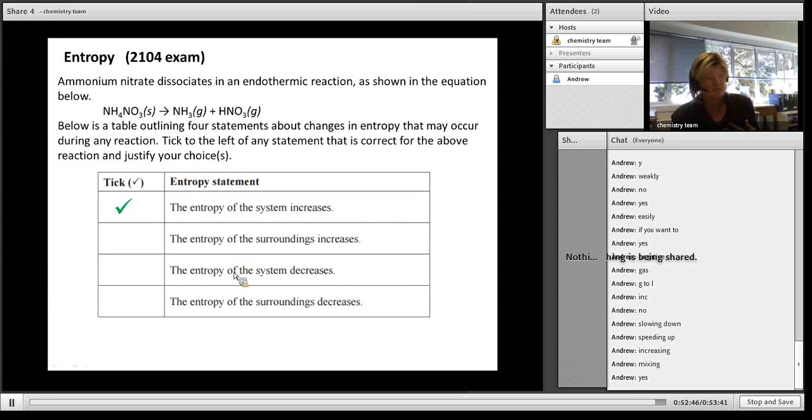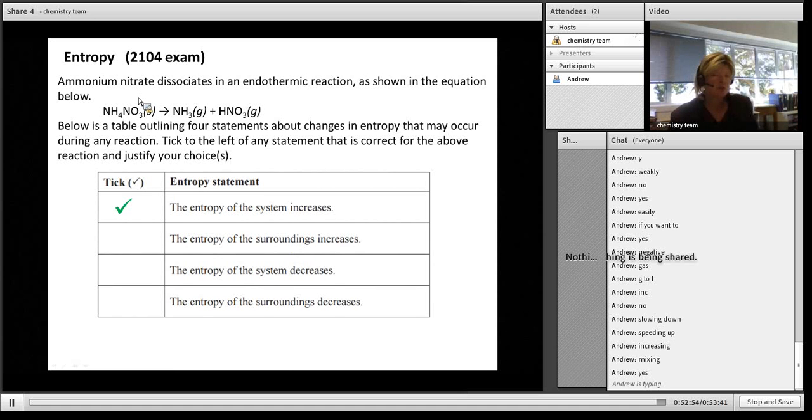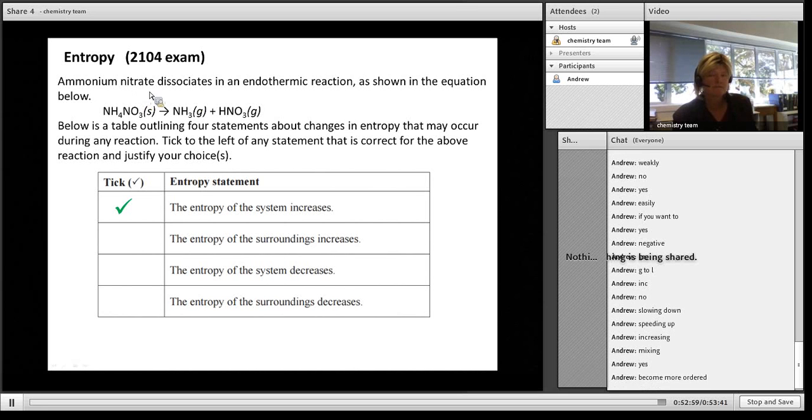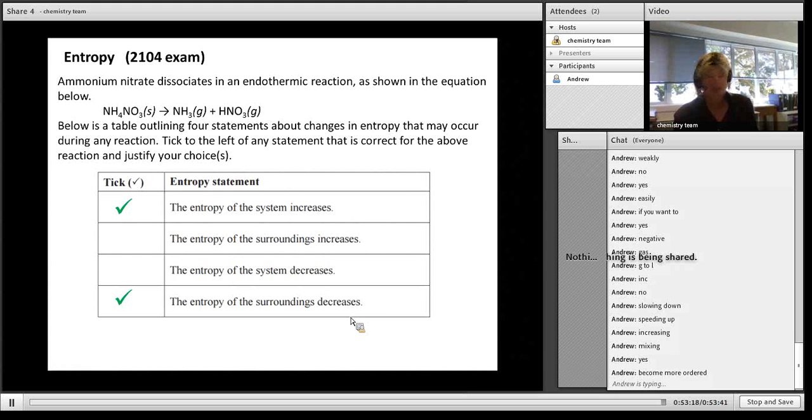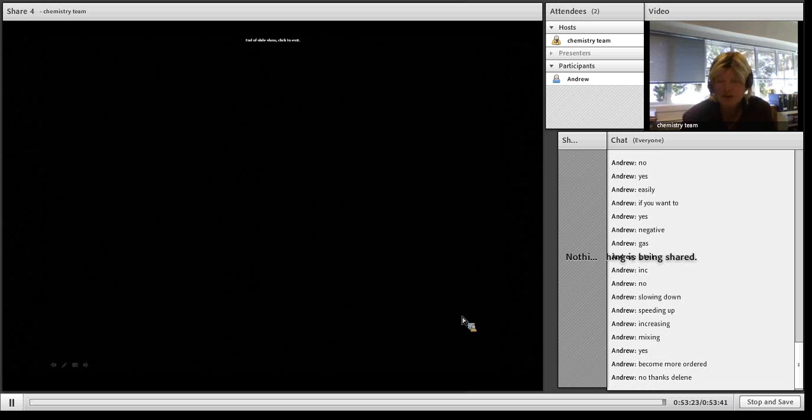So I've done the system. What will happen to the surroundings? I've got 2 choices. We know it's getting colder. So what will the air molecules do because of this thing getting colder and colder? Will they speed up or slow down? They become more ordered. So the entropy of the surroundings decreases. They're cooling down, they're becoming more ordered, so the entropy decreases. And that's the end. So any questions?